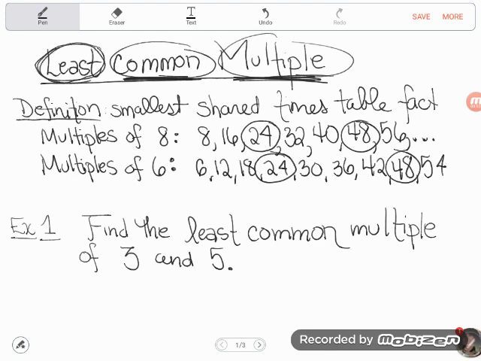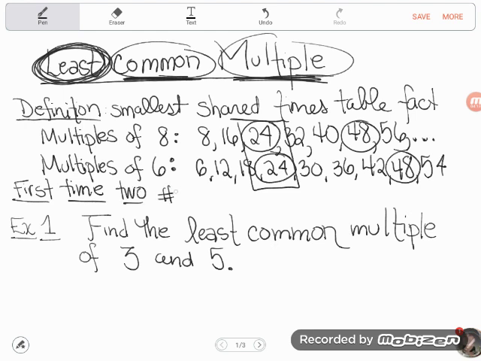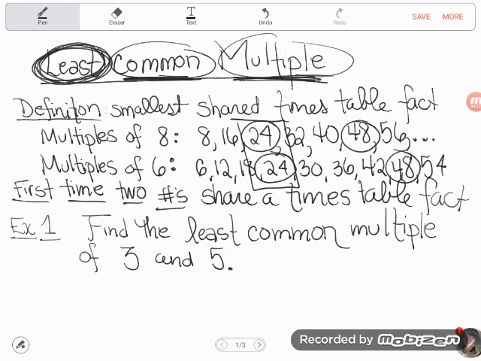But notice, I don't want all the common multiples. I want a specific one. I'm asking for the least common multiple. This is my English easy definition of least common multiple. The least common multiple is the first time two numbers run into each other on their times tables, or the first time they share a times table answer. So in the case of 6 and 8, for example, the least common multiple will be 24. Again, they have lots of common multiples, but the smallest one is 24.